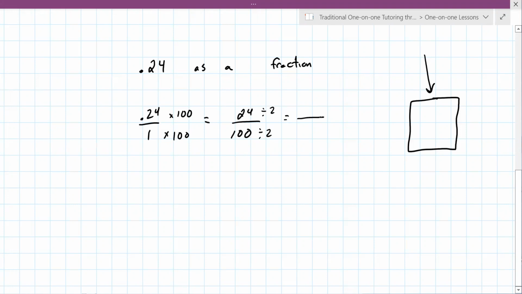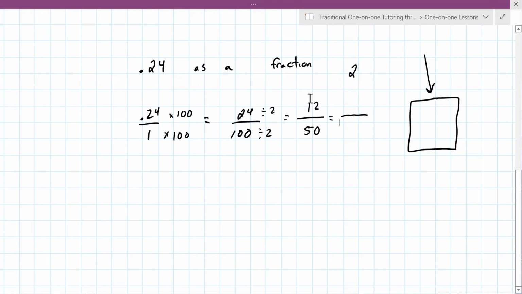Okay, so here, this is a skill maybe we need to talk about: when you reduce, you always start with 2. Okay, so let's start with 2. 24 divided by 2 is 12. 100 divided by 2 is 50. And the thing is, you just try 2 again. You just try it until it doesn't work.